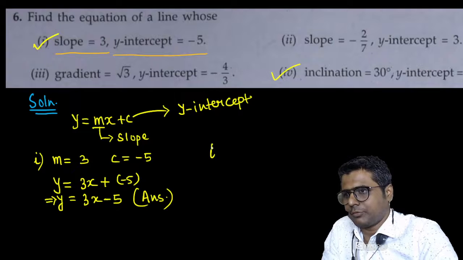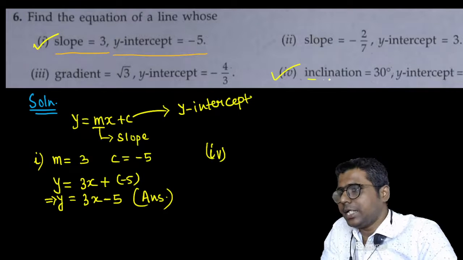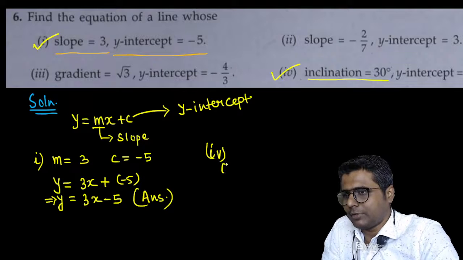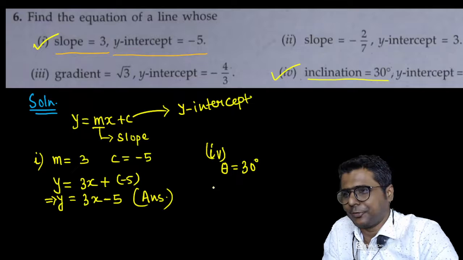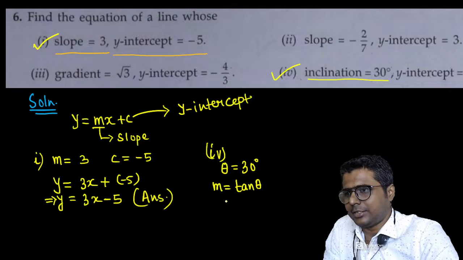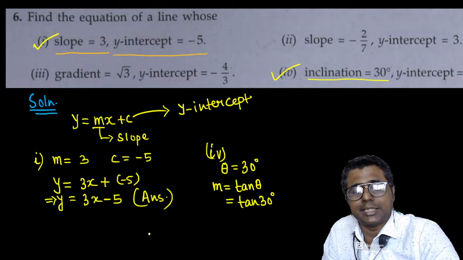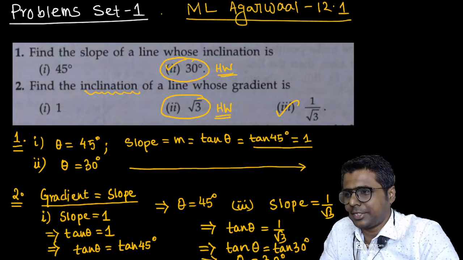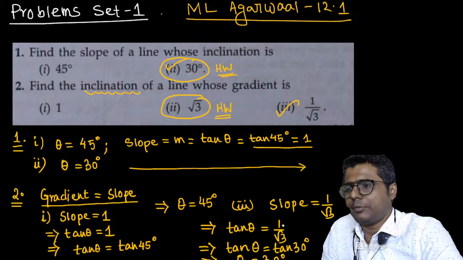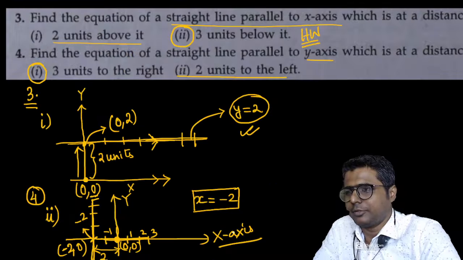So this is number 4. So in number 4, if you see, inclination is given, that is slope is not given, theta is given as 30 degree. So that means here I have to calculate the slope. So m is equal to tan theta. So tan 30 degree. So what is the value of tan 30 degree? We have already done. Let us check. Tan 30 degree, have we done? Yes. Over here, if you see, we have already done tan 30 degree. Tan 30 degree is nothing but 1 by root 3, right? Here 1 by root 3.